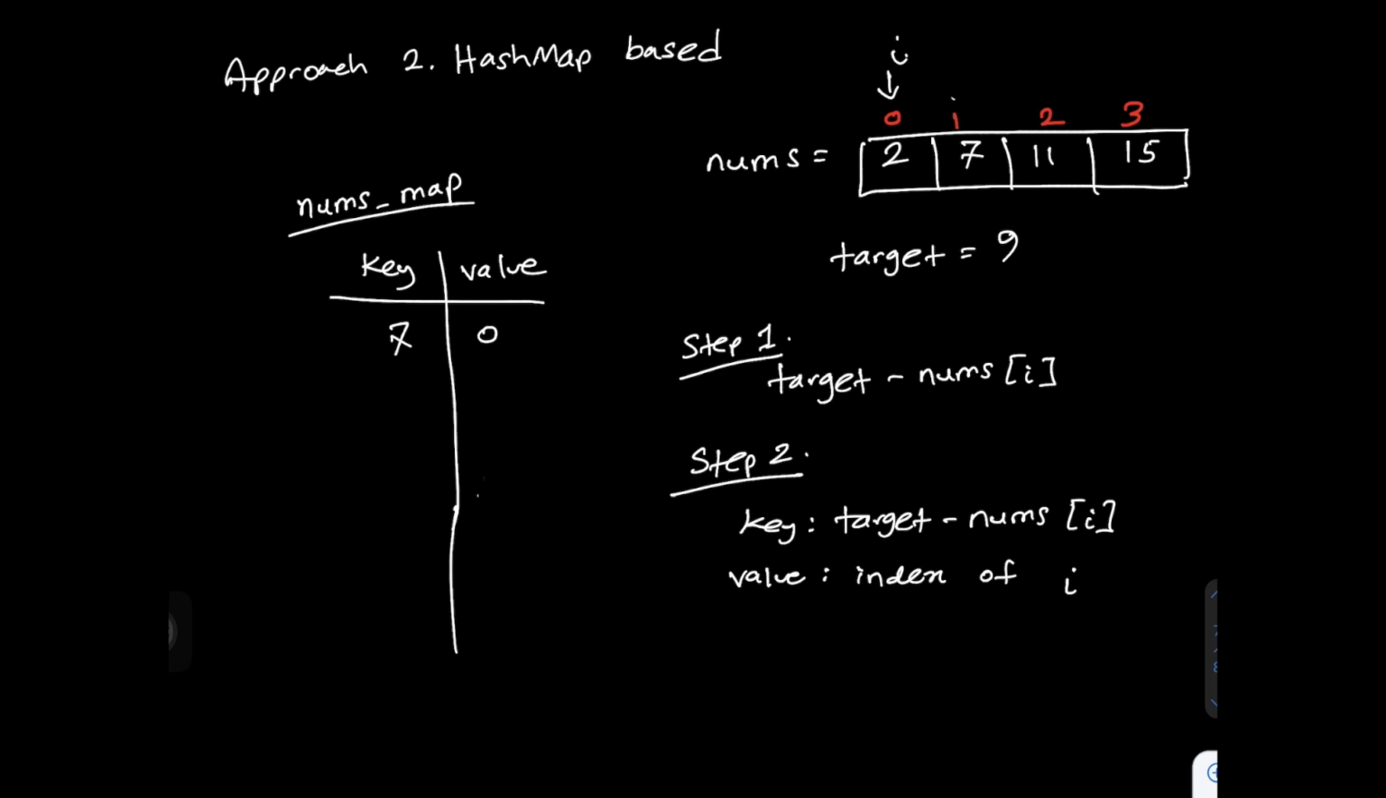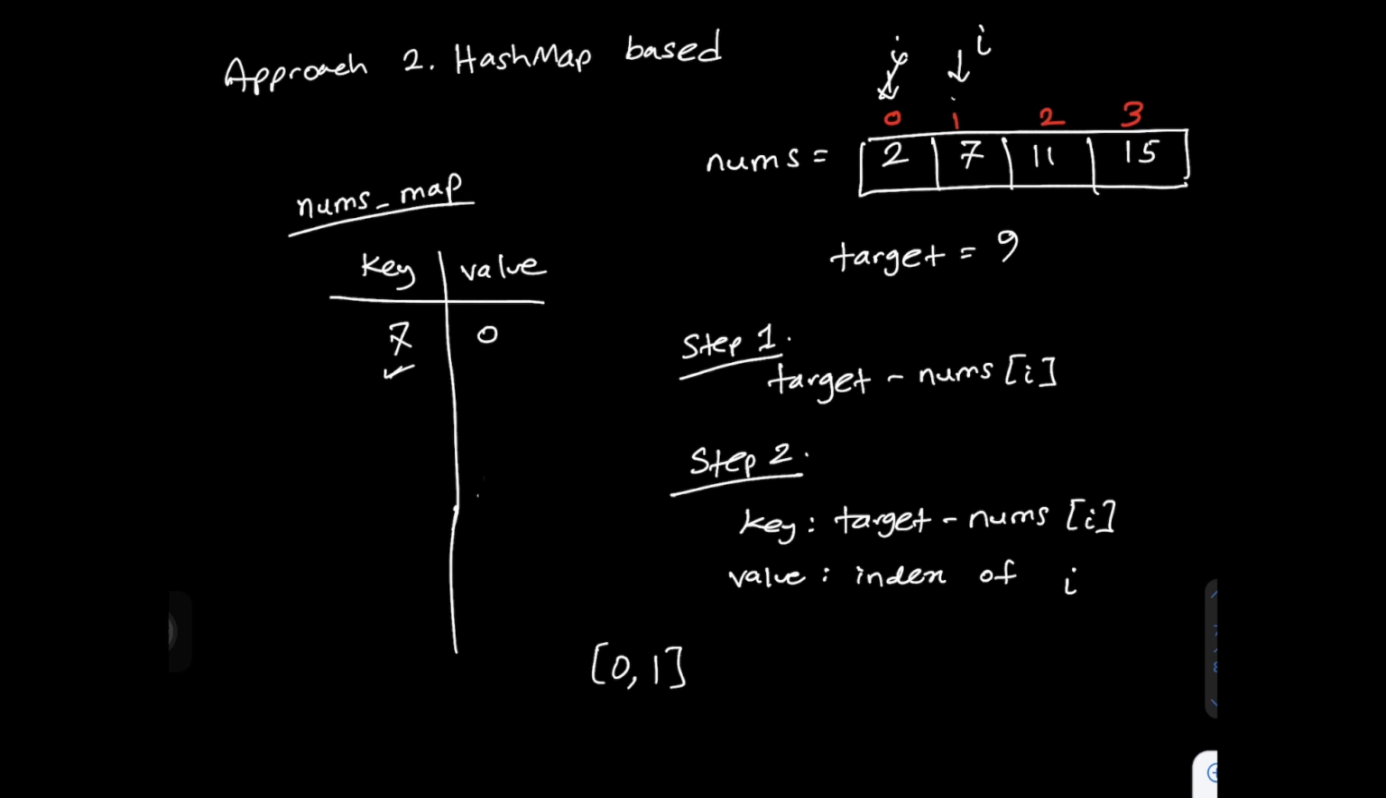And then we move on to the next step, which is 7. So is 7 present in the nums map? Yes, it is present. See, we have found it. So this means that our result would be the current index that I is pointing to, which is 1, and the value that we got from the hash map, which is 0. So 0 and 1. And it does work because 2 and 7, we add them up, we get 9, which is the target.